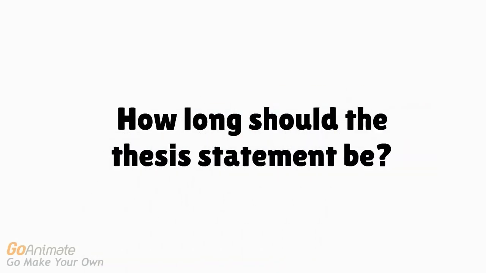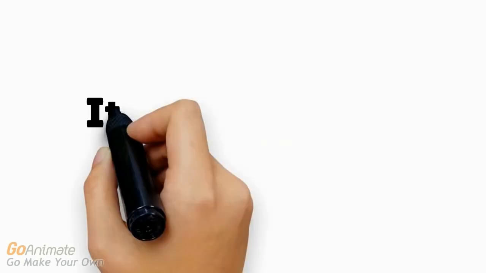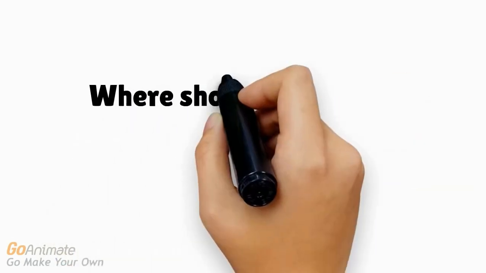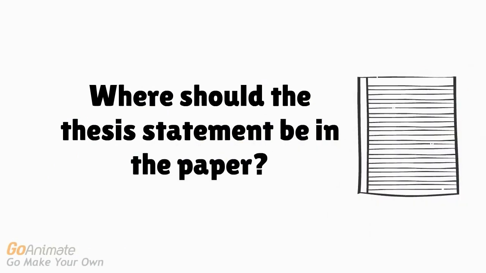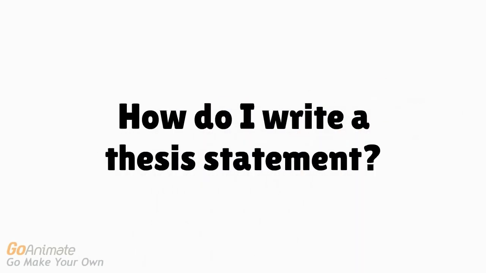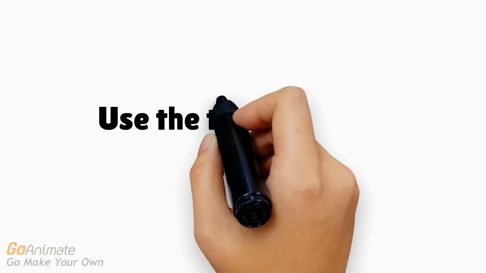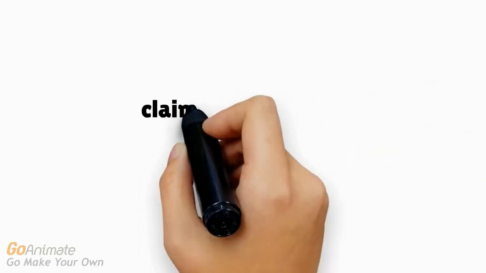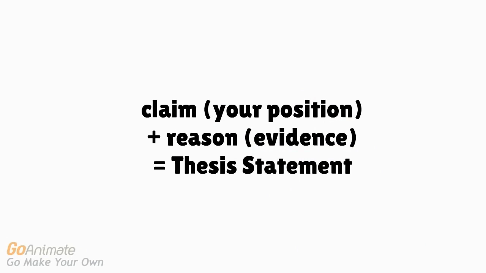How long should the thesis statement be? It is usually 1 to 2 sentences long. Where should the thesis statement be in the paper? It should be the last sentence of your introduction. How do I write a thesis statement? Use the thesis formula. Claim, your position, plus reason, evidence, equals thesis statement.